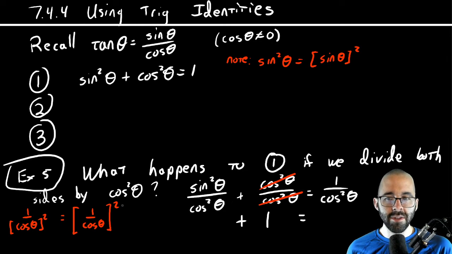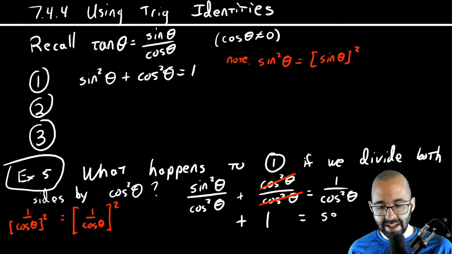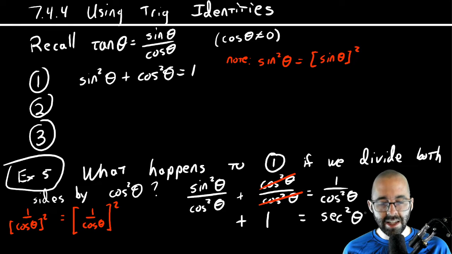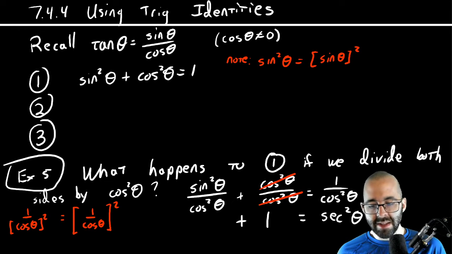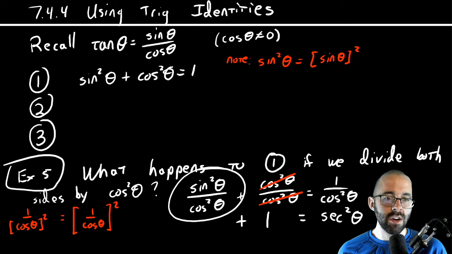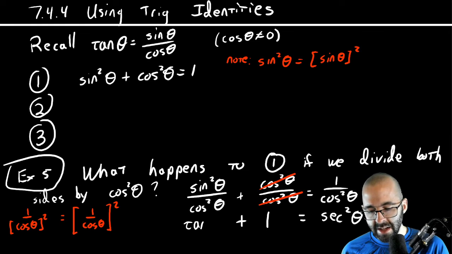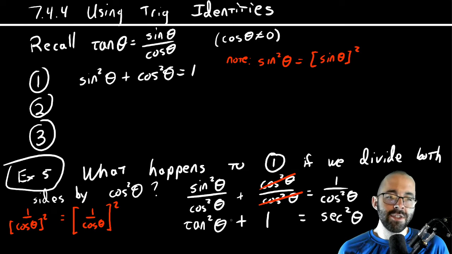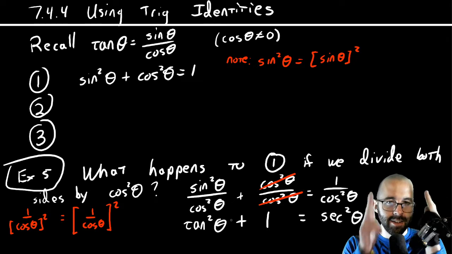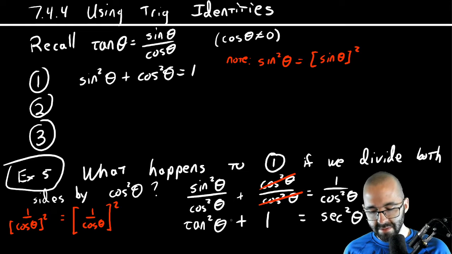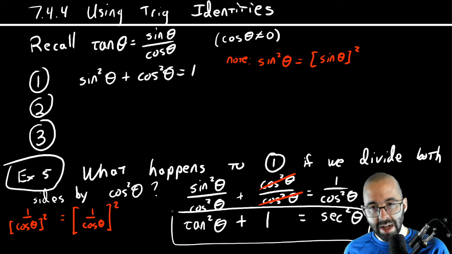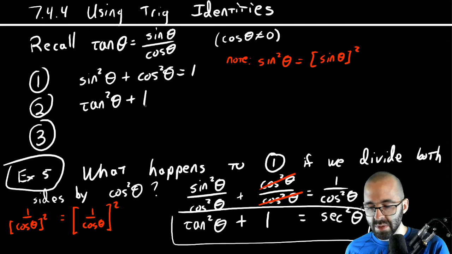Well, what's the reciprocal of cosine? We have a word for that. The reciprocal of cosine is secant. This actually becomes secant squared of theta. And with a similar logic, sine over cosine is tangent. Square everything, we can get that tangent squared of theta. So this is Pythagorean identity, part 2. New identity. Wow, how fun. Tangent squared of theta plus 1 equals secant squared of theta.